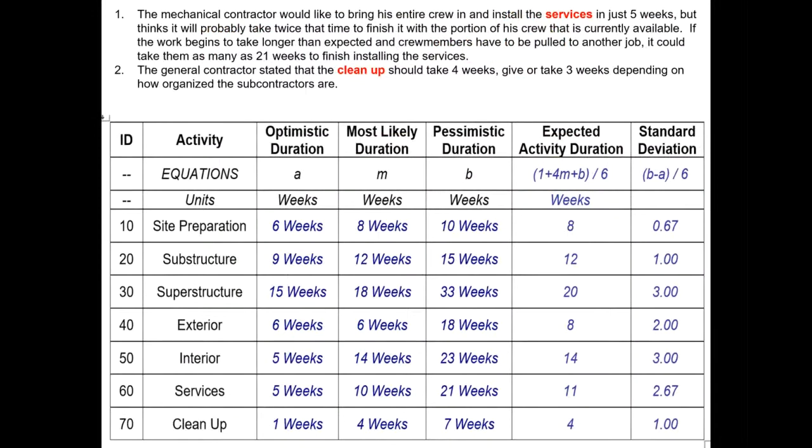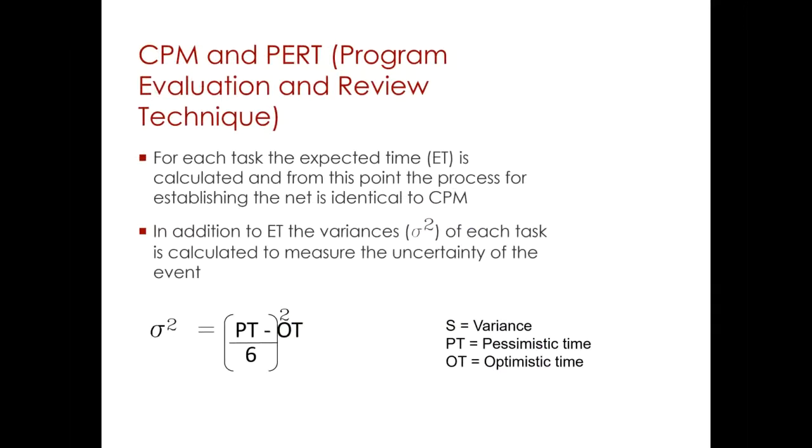The formula to compute the expected activity duration based on the probabilistic times which have been provided is: A, the optimistic duration, plus 4 times the most likely duration, plus the pessimistic duration, divided by 6. That would give us the expected activity duration based on the probabilistic methods. And we can compute the standard deviation, which will give us an idea about the risk factors involved.